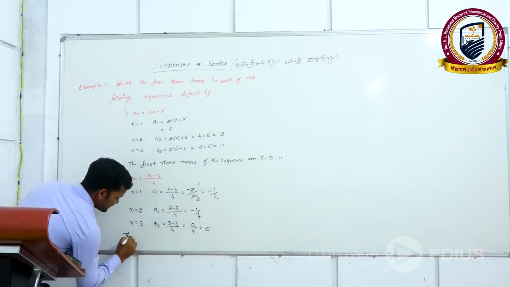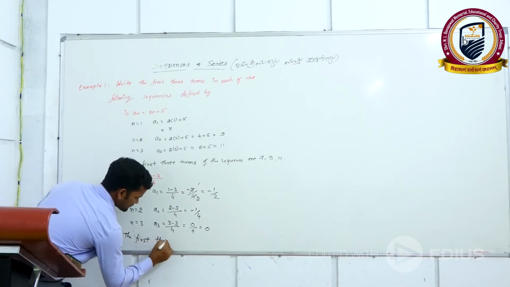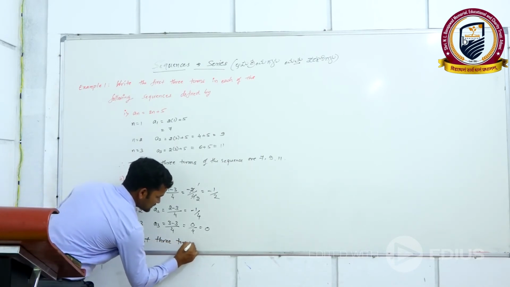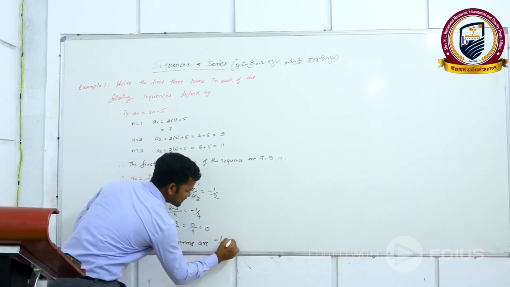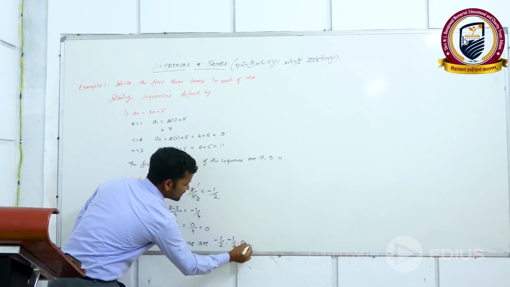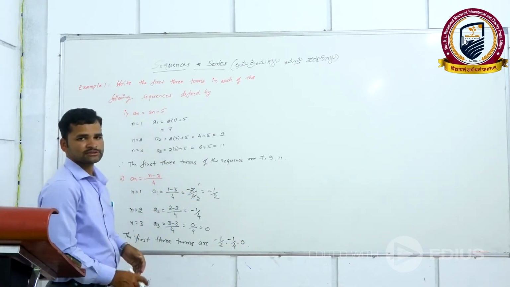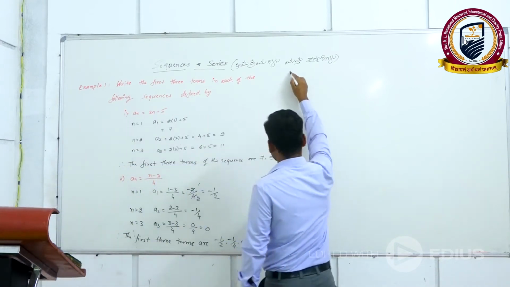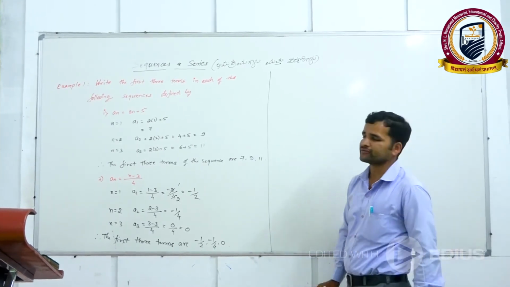Therefore, the first three terms are, what are those? Minus 1 by 2, comma, minus 1 by 4, comma, 0. These are all the first three terms. This is how these two problems work. Very easy problems actually. Now let me explain some more concepts related to sequences.